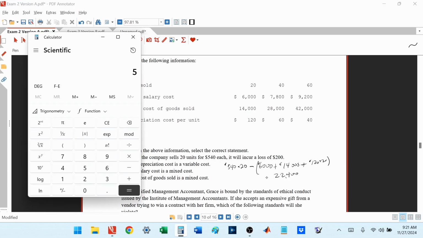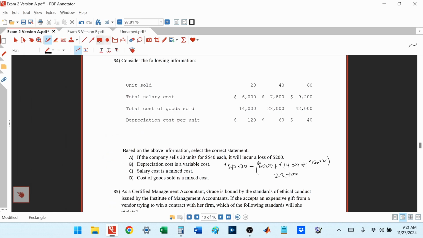And our revenue at 20 units is 10,800. So minus 22,400. We have negative 11,600 would be our profit, not negative 200. So A is wrong.